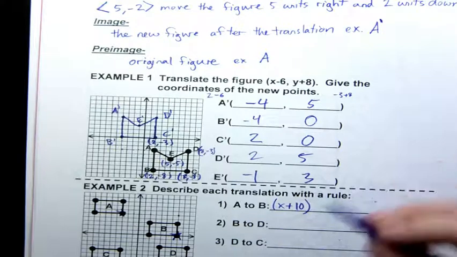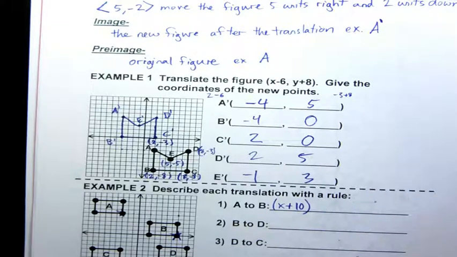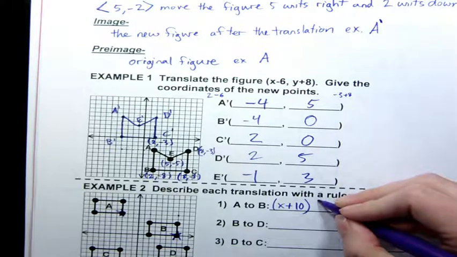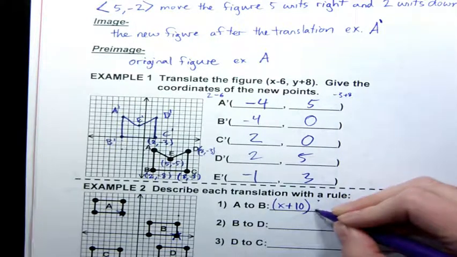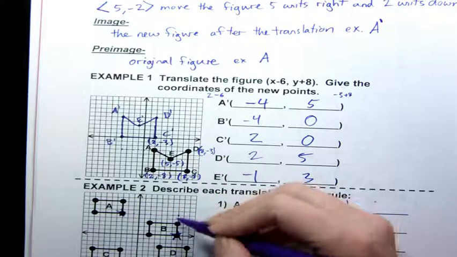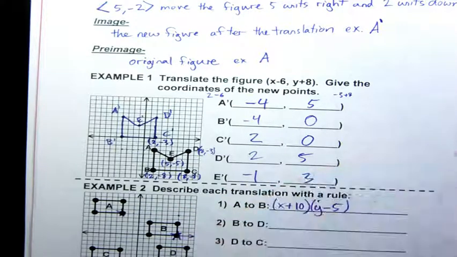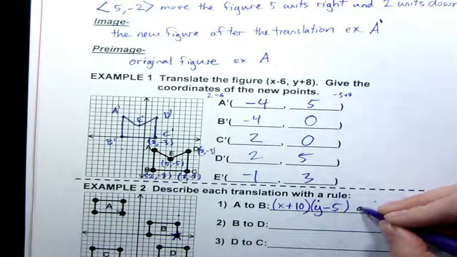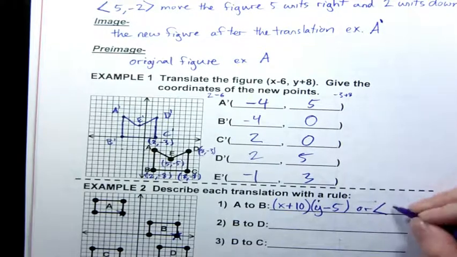And so that's plus. And then up or down? Down. And how many units down? 5, and then y minus 5, because we just came down 1, 2, 3, 4, 5. And then if I did the vector notation, it would be written like this, just 10 comma negative 5.